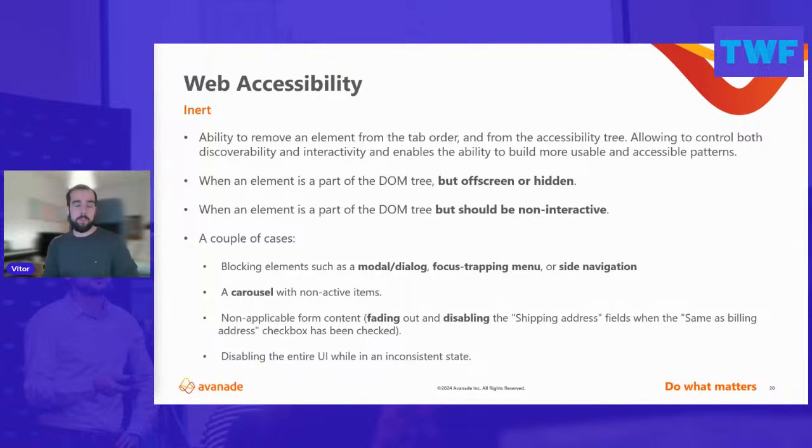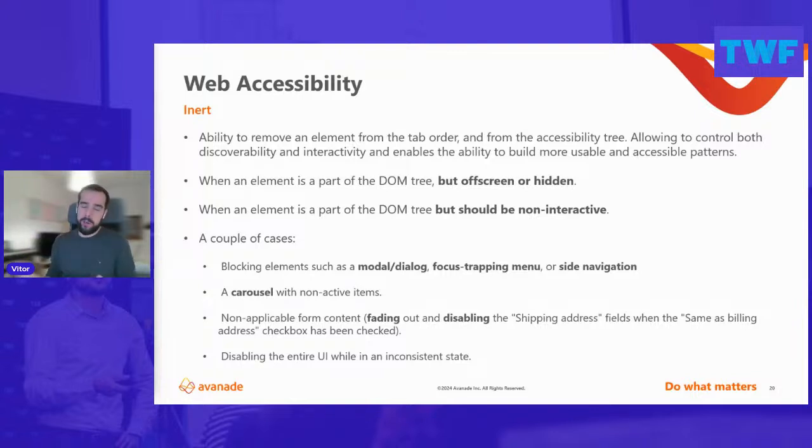So I'm showing you here a couple of examples where you would use the inert attribute, like carousels, modals, dialogues, side navigations as well. I also have a very quick example of a side navigation, and also fading and disabling input forms where we want to put the shipping address.